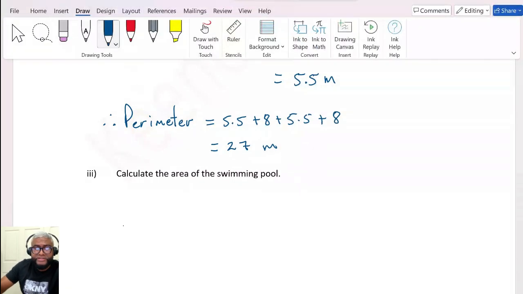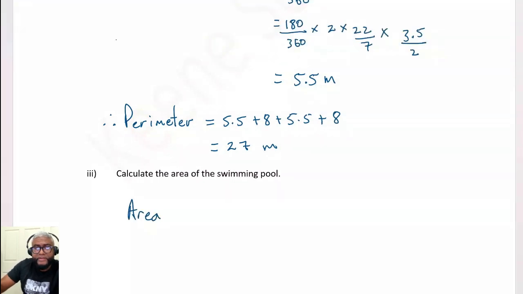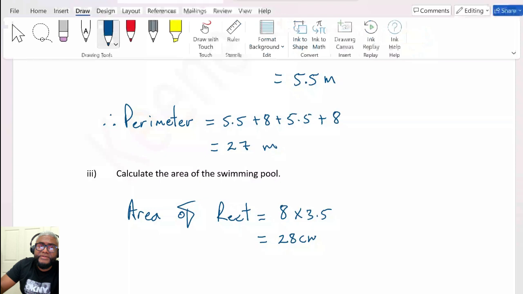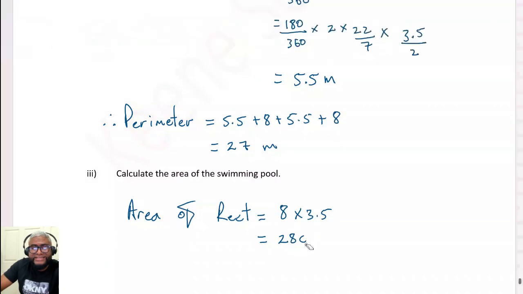Area of the swimming pool. So we have 3 areas. We have the area of the rectangle, which will be length multiplied by breadth. I believe it was 8 multiplied by 3.5. 8 multiplied by 3.5 is 28, in meters squared.